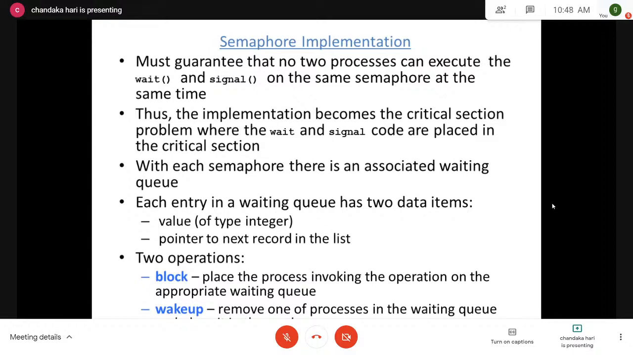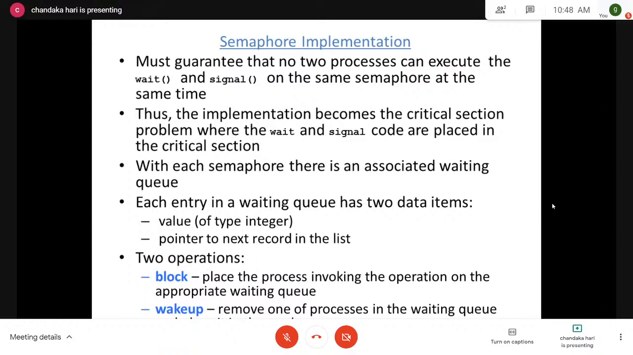Now, in order to work on this particular problem, busy waiting, we can modify the definition of the wait and signal of a semaphore. When a process executes a wait operation and finds that the semaphore value, depending on priority, must wait, now we'll see how to define it.